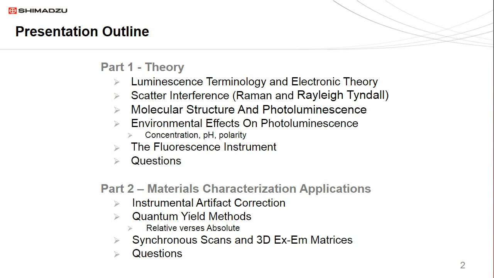As you can see, it's divided into two parts. The first part will deal basically with theory. We'll look at some luminescence terminology and theory. We'll then look at two common interferences to all fluorescence instruments, basically Raman and Rayleigh-Tyndall scattering. We'll look at how molecular structure and environmental effects affect photoluminescence. And lastly, in part one, we'll look at the fluorescent instrument itself.